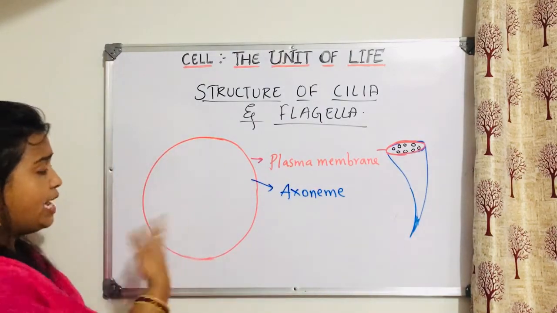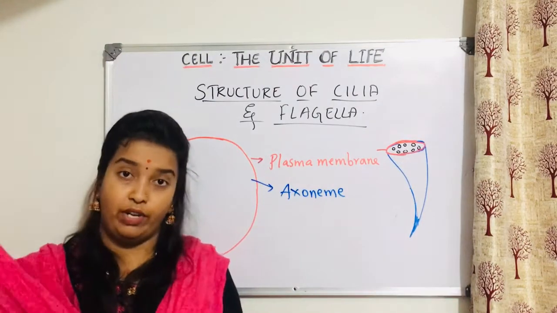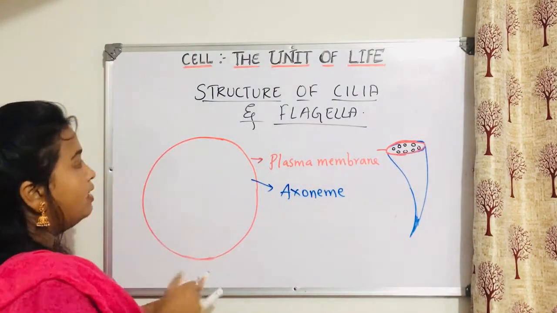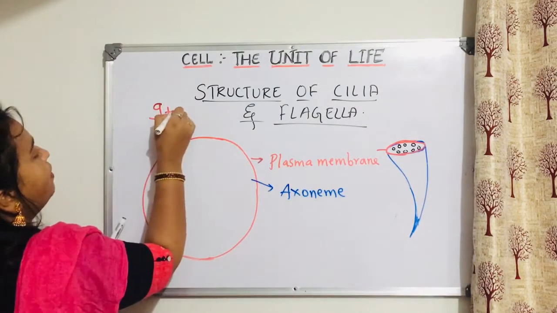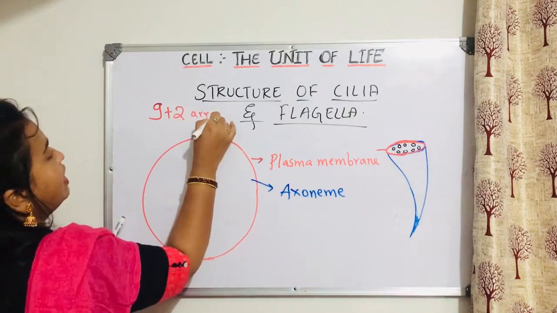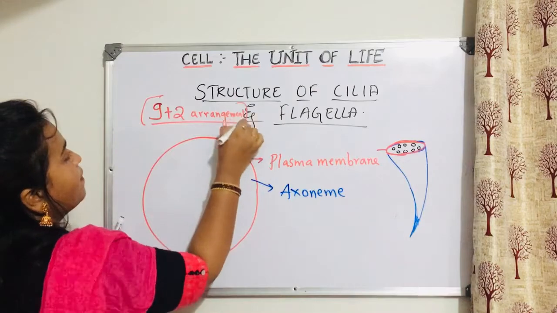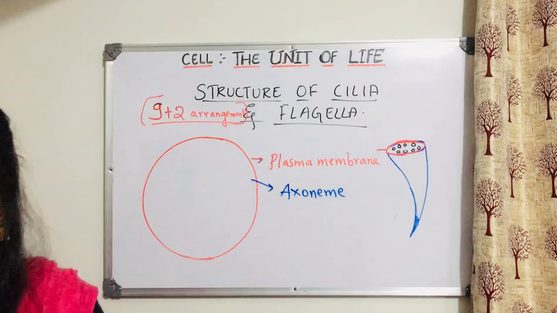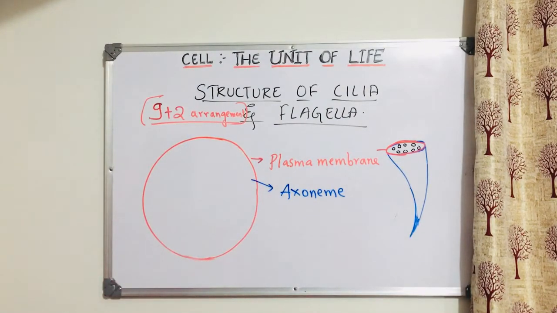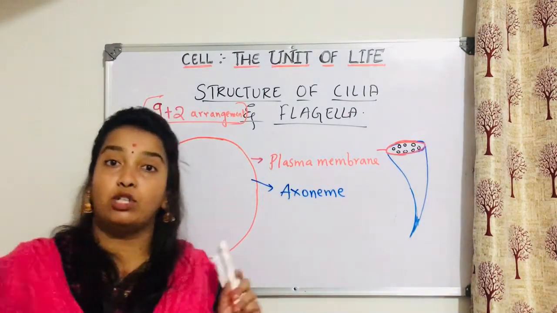Now, next, see this arrangement of cilia and flagella. We call this the 9+2 arrangement. This is very, very important. What is this 9+2 arrangement? That's important, right? The 9+2 arrangement is talking about microtubules.